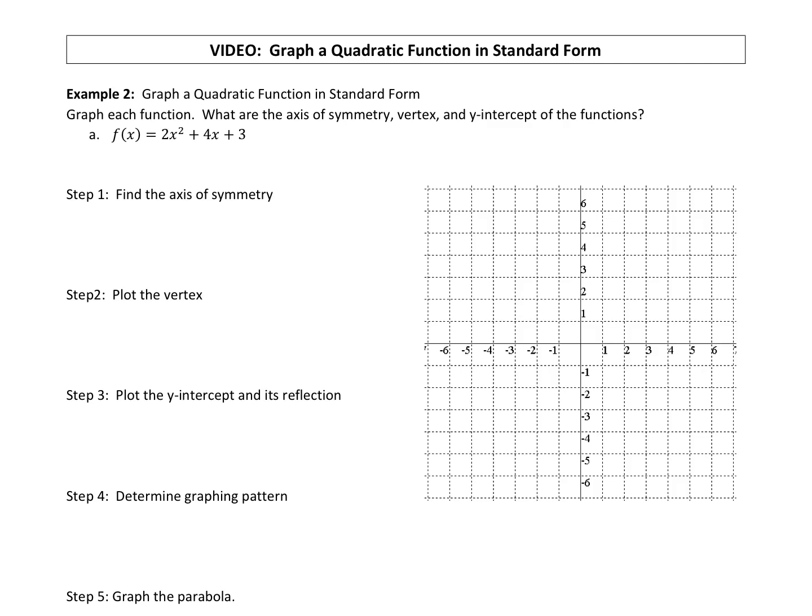All right, now that we saw standard form a little bit, let's practice graphing quadratic functions in standard form. So graph each function. What are the axis of symmetry, the vertex, and the y-intercept of the functions? So here's part A. We have f of x equals 2x squared plus 4x plus 3.